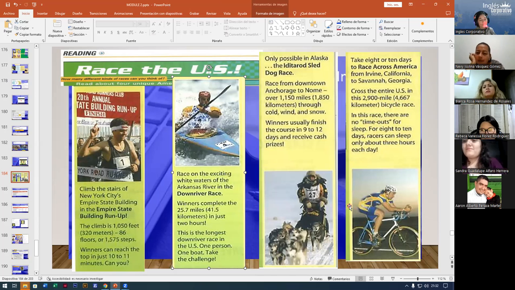New vocabulary? Let me see. This one. Where is it? Day 8 or 10 days to race across America from Irvine, California to Savannah, Georgia. Cross the entire US in this 2,900 mile. Race? Do you mean race? About 3 hours, 8 days. Oh, about 3 hours each day.